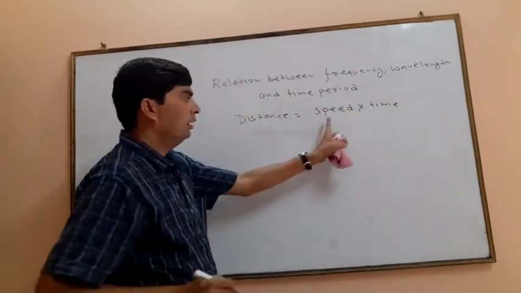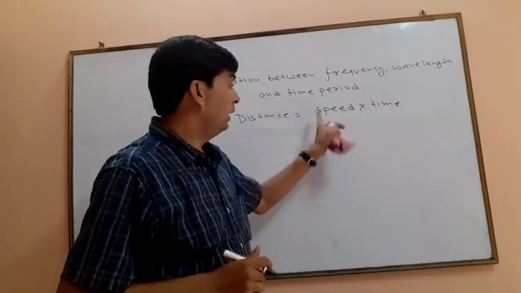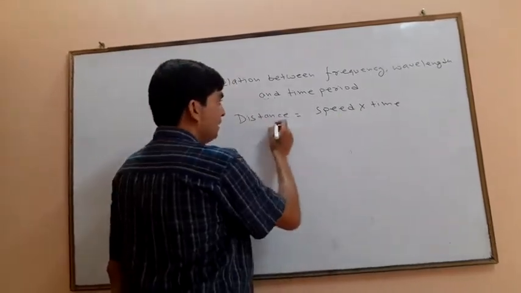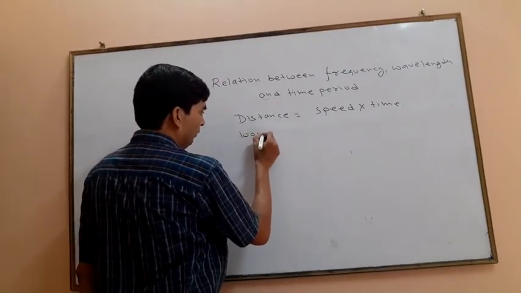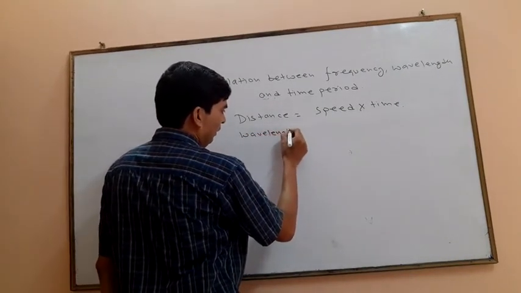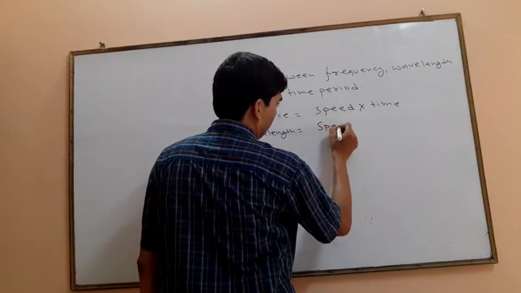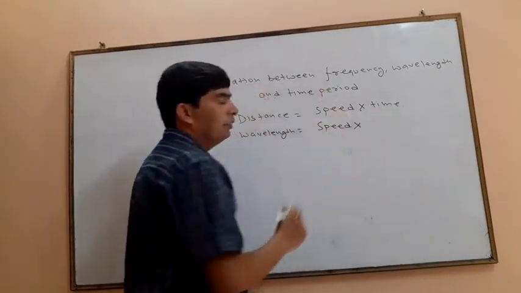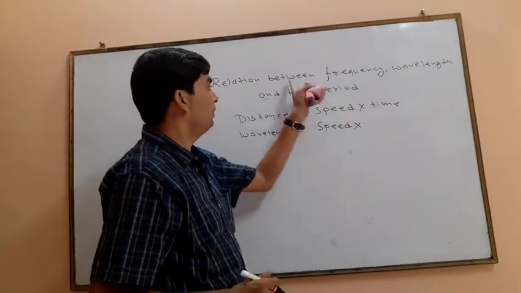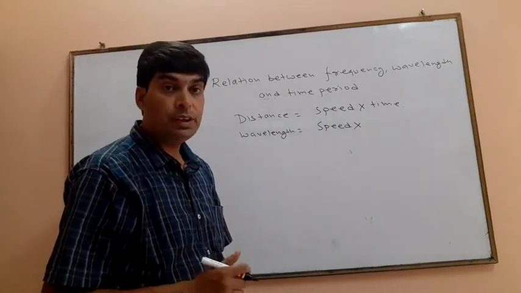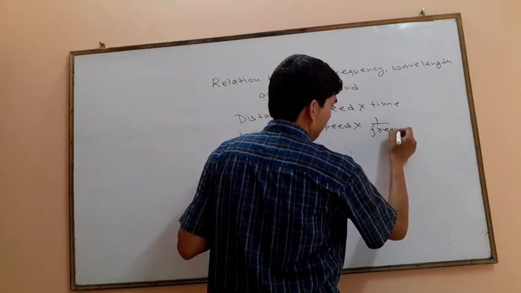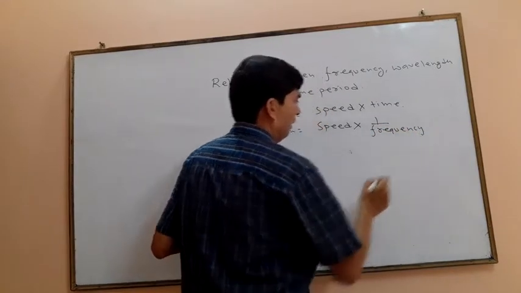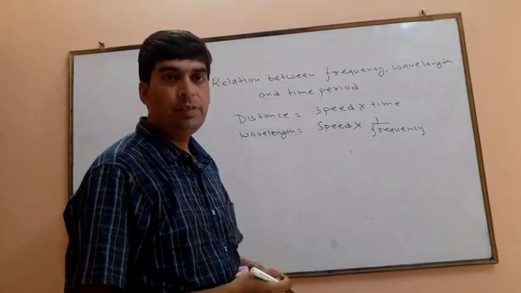The speed is the nature of motion of the waves. So this distance can be replaced by the wavelength. So we'll write wavelength equal to speed into time. And how is time related to frequency? Time is the reciprocal of frequency. So in place of time, we write 1 by frequency. So this is the relation we have derived.